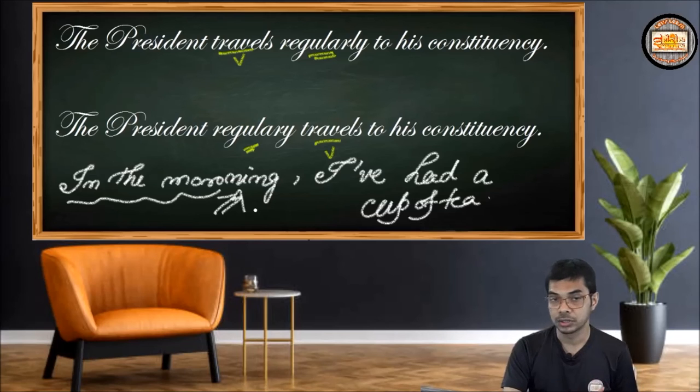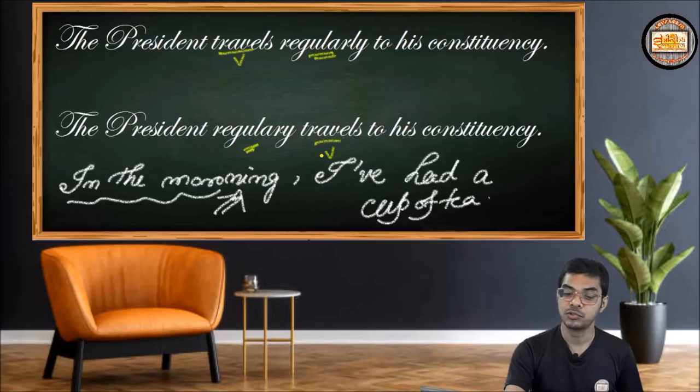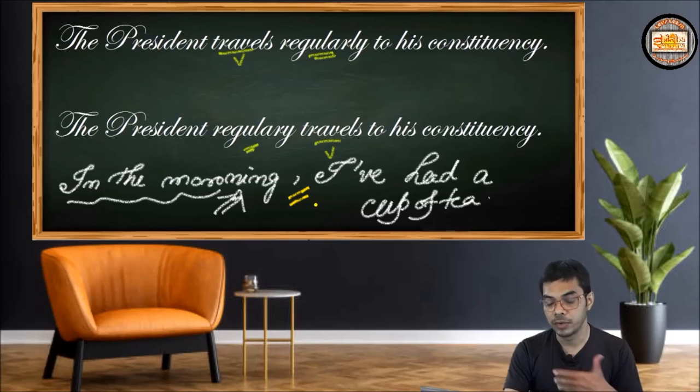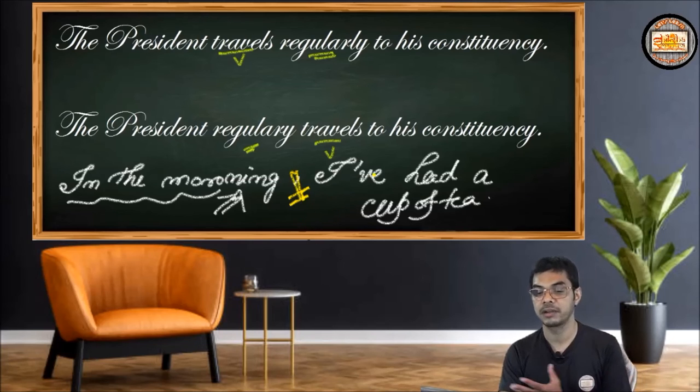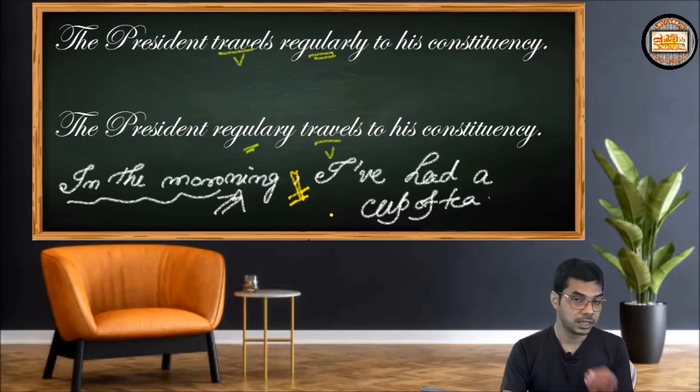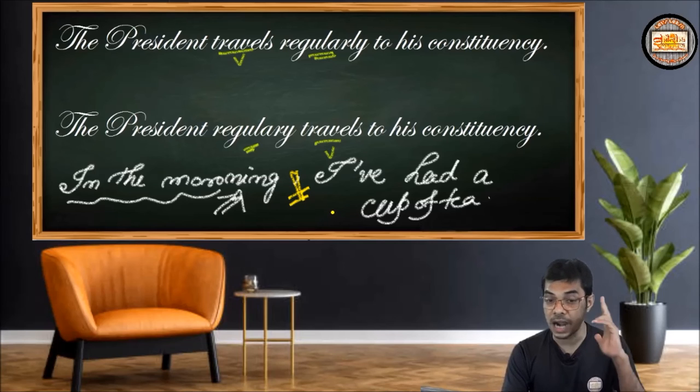So there also, the position of adverbs and the rules must be followed. Like here, you have to use a comma. Without this comma, the sentence will not mean anything. If I don't have the comma here, in the morning I have had a cup of tea, it doesn't mean anything. So when you are writing, you also have to understand that adjuncts, when used in the frontal position, must be supported with proper punctuation.